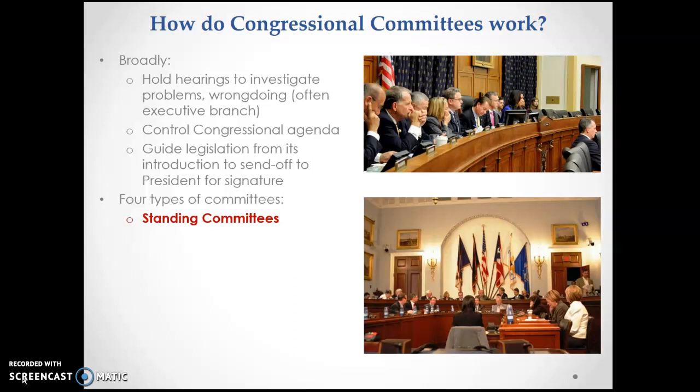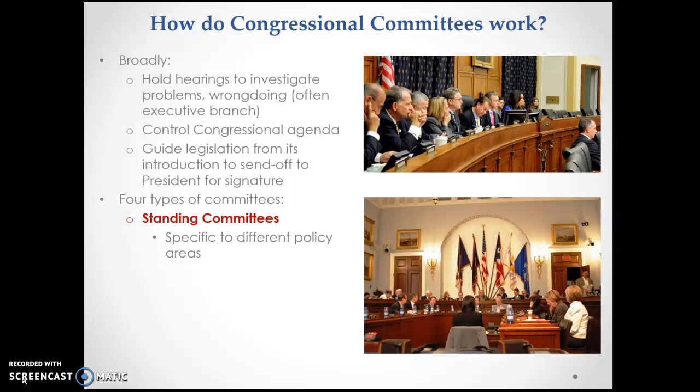So the first type we're going to look at is standing committees. These are hands down the most famous and the most common, and they are the ones on which every member of Congress sits on at least a couple of them, with the exception of Marjorie Taylor Greene, right, who was recently booted for her crazy conspiracy theories and threatening to kill Democratic members of Congress.